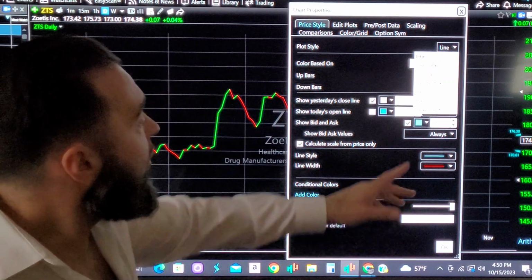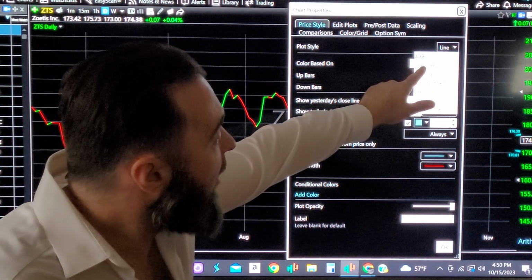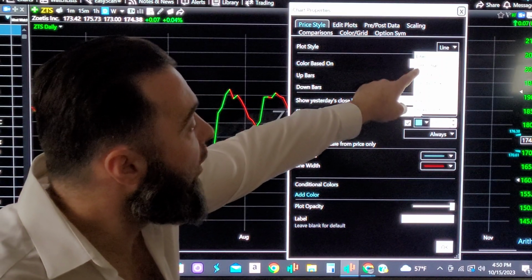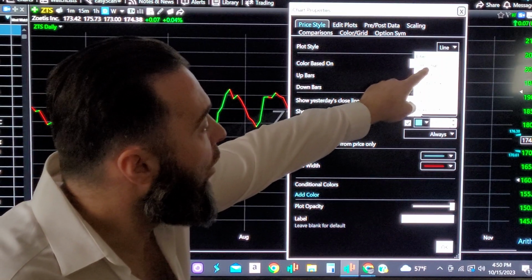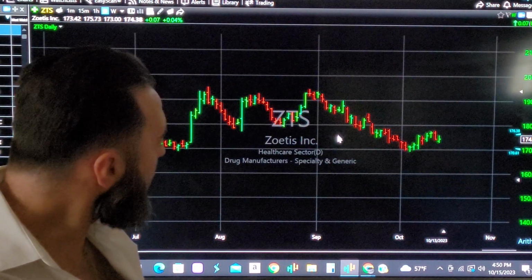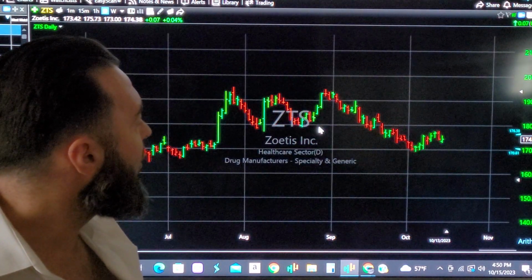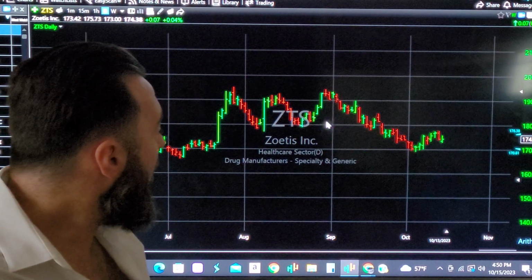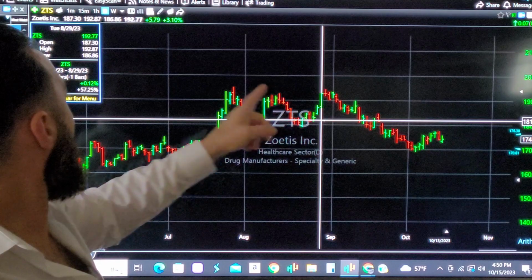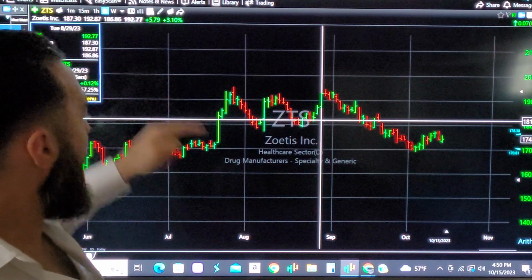So this right here stands for open, high, low, close bar, meaning this bar is going to show you the open, the high, the low, and the close. So this bar actually does tell you a little bit. You could use this if you wanted to. It's not my preferred bar by any means. But if you look at this, over here it tells us the open was 187.30.